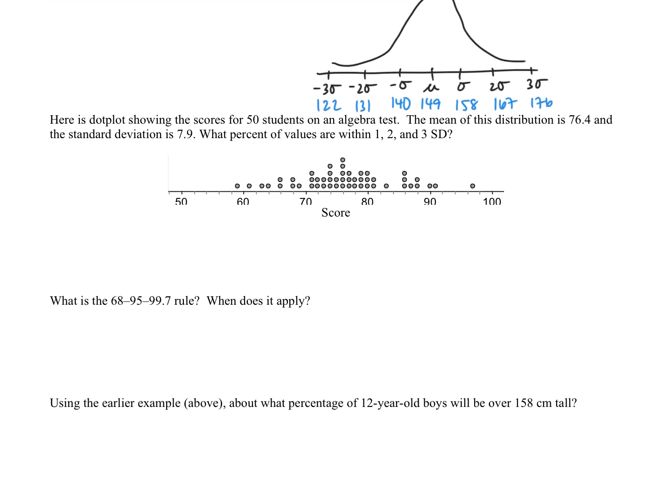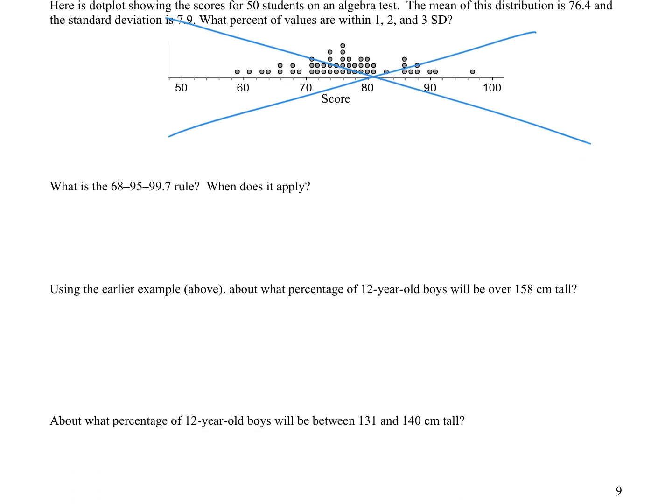Because I'm doing this in a video and not teaching you in class, we're going to skip this example, which was just going to lead us to what is called the 68, 95, and 99.7 rule. First thing that you need to know is this rule only applies to approximately normal distributions. That's really, really important. It has to be an approximately normal distribution, and that would be stated in the problem.